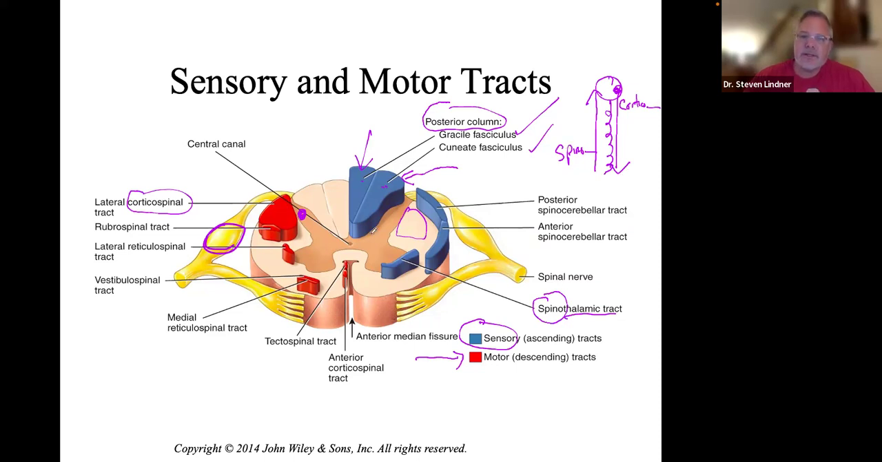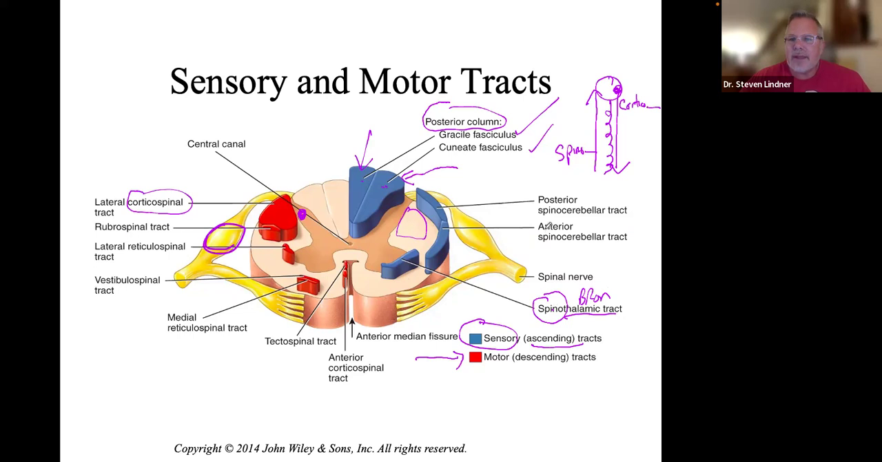All right, so let's look at the sensory side first, ascending tracts that go up. So we have a spinothalamic. Well, in the brain, there's a part of the brain called the thalamus. So going from the spine to the thalamus is the spinothalamic tract. That is a sensory tract.